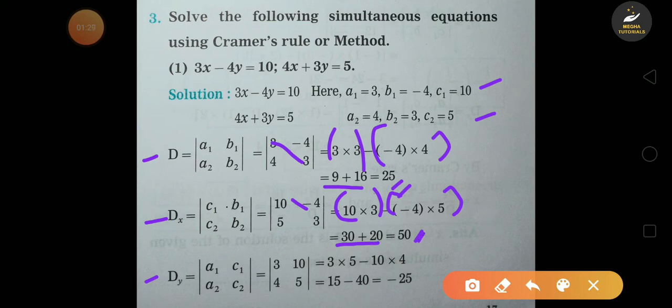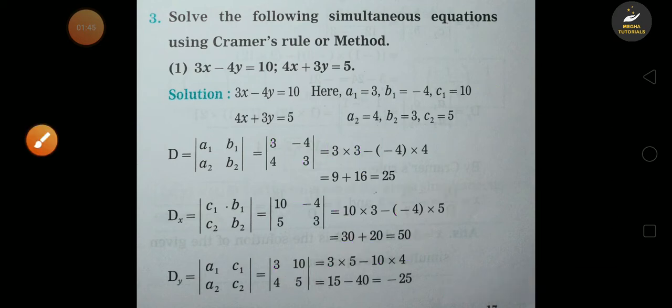Then come to Dy, a1 a2 and c1 c2. So 3, 4, 10, 5, start with 3 fives are 15, minus 10 fours are 40. So 3 fives are 15 minus 40, which will be minus 25. So your D is 25, Dx is 50, and Dy is minus 25.